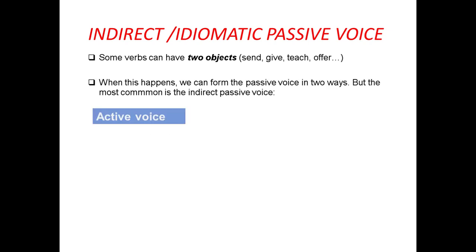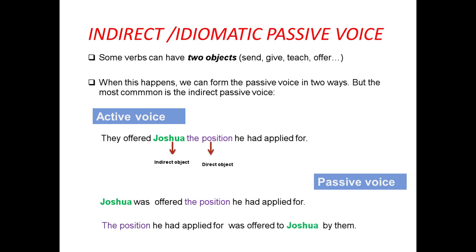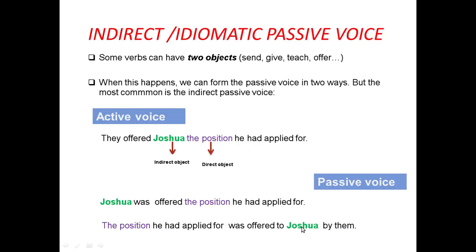And in this sentence, just to review with you, sometimes we have in an active sentence two objects, a direct and an indirect object. They offered Joshua the position he had applied for. So you can write it in two different ways: Joshua was offered the position he had applied for, or the position he had applied for was offered to Joshua by them.